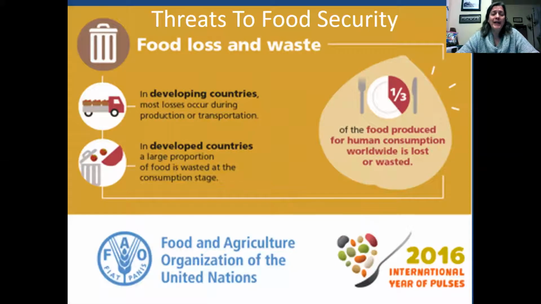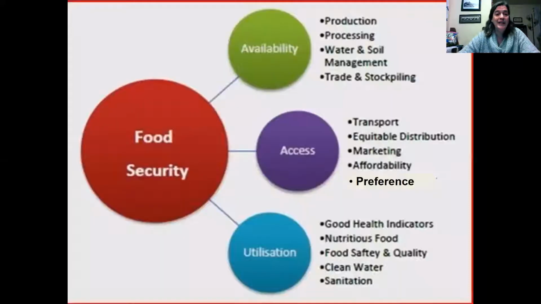And the third one, which I don't think we often pay enough attention to, is food loss and waste. In developing countries, most of that occurs during production and transportation, but in developed countries like our own, a lot of it happens at the consumption stage. About 1/3 of the food produced for human consumption worldwide is lost or wasted. This was from the 2016 International Year of Pulses, when they were really trying to bring a lot of attention to these things.